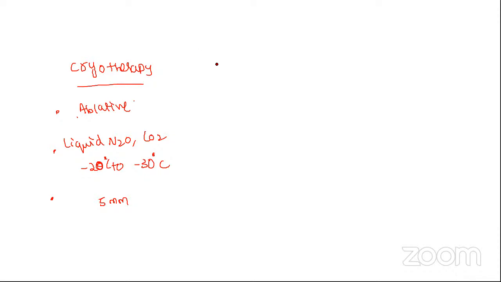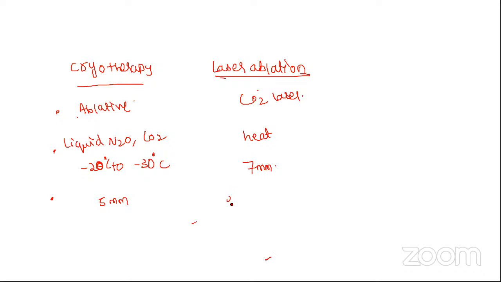Next is another ablative procedure, laser ablation. In laser ablation you will take a CO2 laser. Here you use heat to coagulate and destroy the cervical cells. The depth of destruction is 7 mm. This laser ablation is mainly used when there is an extension to the vaginal fornices. It is of main benefit in that situation.